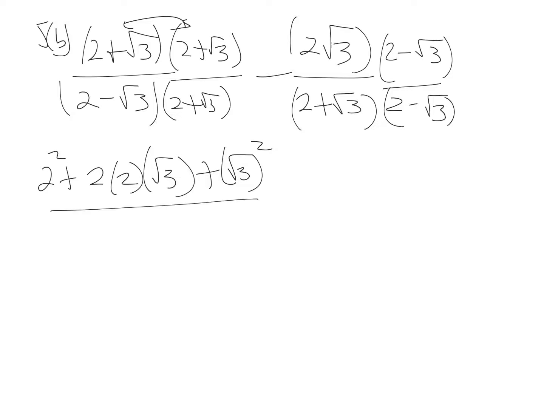And then divide that by the difference of squares, a squared minus b squared. Well, what is a squared? It would be 2 squared. And what is b squared? Root 3 squared.